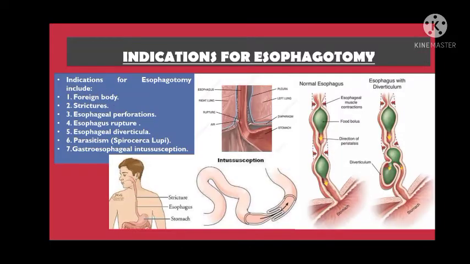Now, indication for the esophagotomy. Indications for the esophagotomy include foreign bodies, strictures, meaning abnormal narrowing of the esophagus, esophageal perforation, esophagus rupture, esophageal diverticula, esophageal parasitism, and gastroesophageal intussusception.